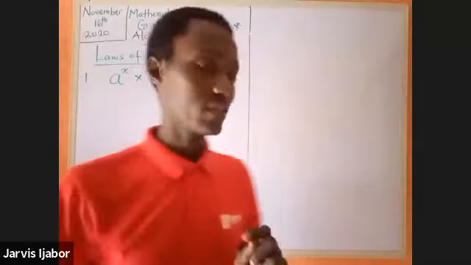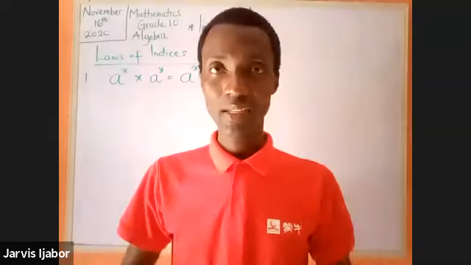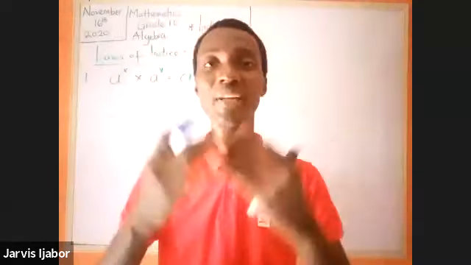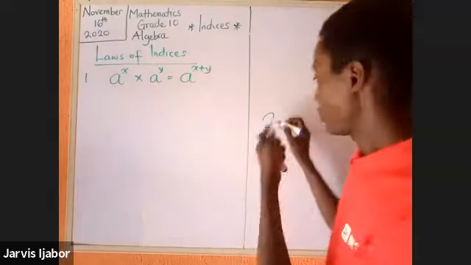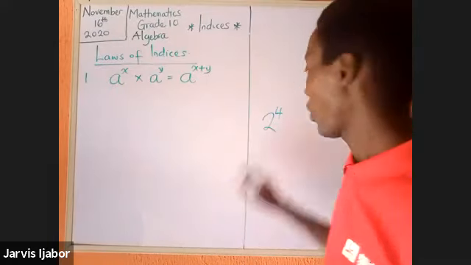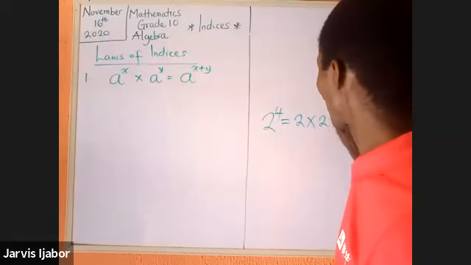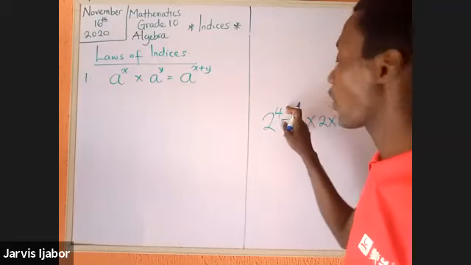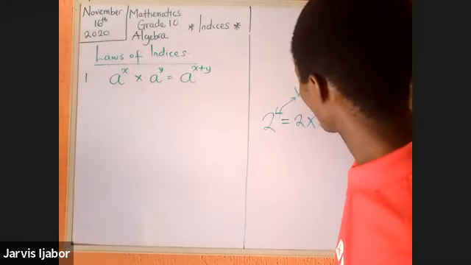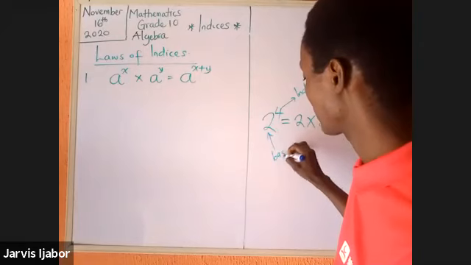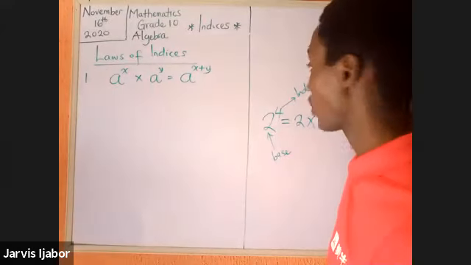The concept of indices is a concept of how many times a base is being multiplied. Let's imagine I have something like this, 2 index 4 or 2 to the power of 4. This gives us the idea of 2 being multiplied 4 times. So this 4 represents how many times this 2 is being multiplied. So this becomes the index, and this becomes the base, or the reference base, as you may choose to call it. So this is what we're talking about.